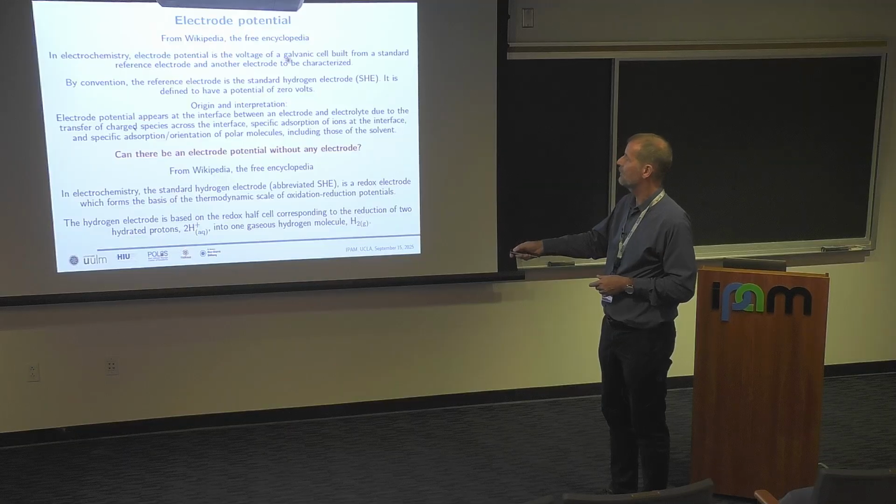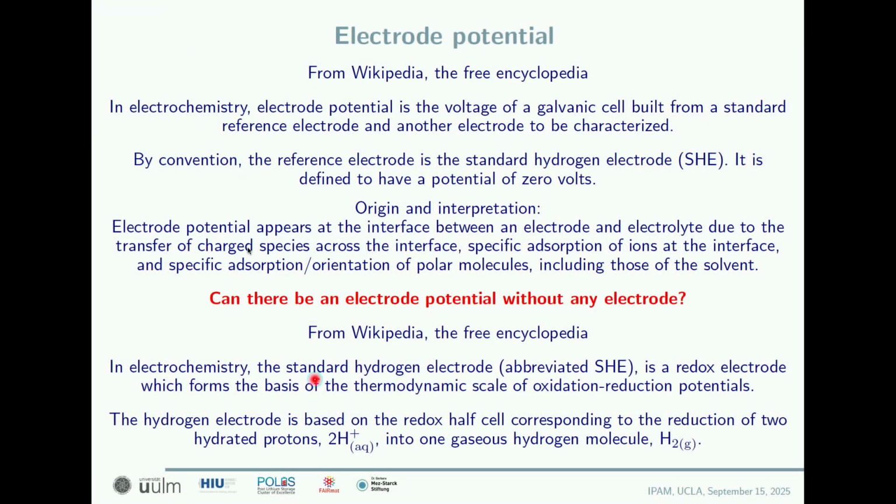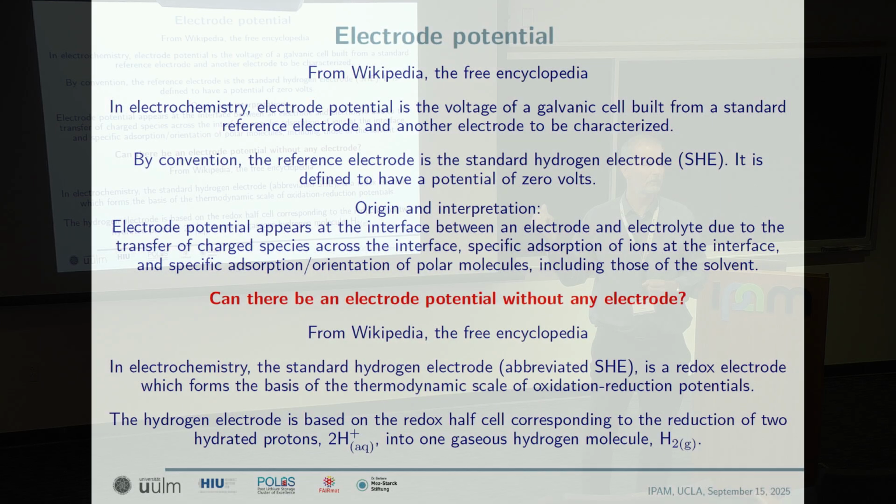In electrochemistry, the standard hydrogen electrode, abbreviated SHE, is a redox electrode which forms the basis of the thermodynamic scale of oxidation reduction potential. The hydrogen electrode is based on the redox half cell corresponding to the reduction of 2 hydrated protons into gaseous hydrogen molecule. Is there an electrode? You define the reference electrode, there's no electrode.